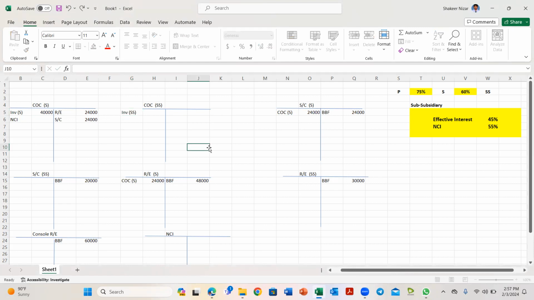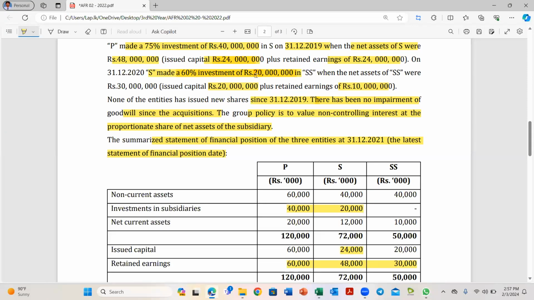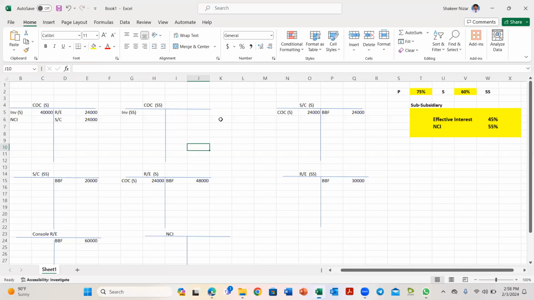But here, remember you can't take the entire 20 million as your investment because you own only 75% of the subsidiary. In that case, you can recognize such subsidiary's investment made for the subsidiary up to your holding percentage of the subsidiary. It means for 75%, right?